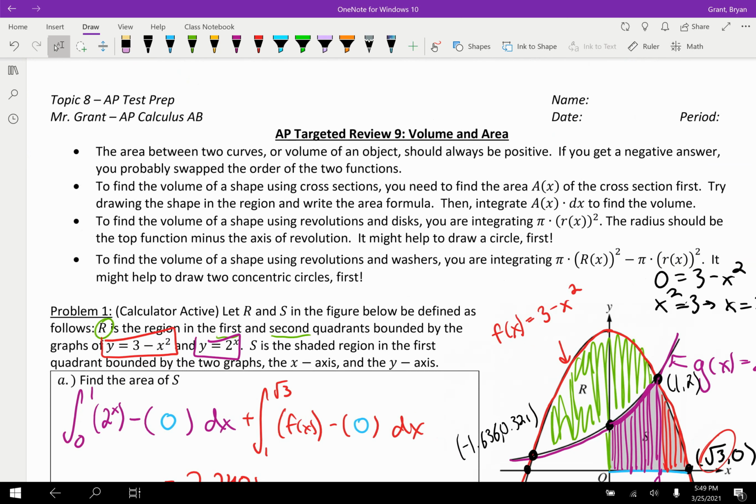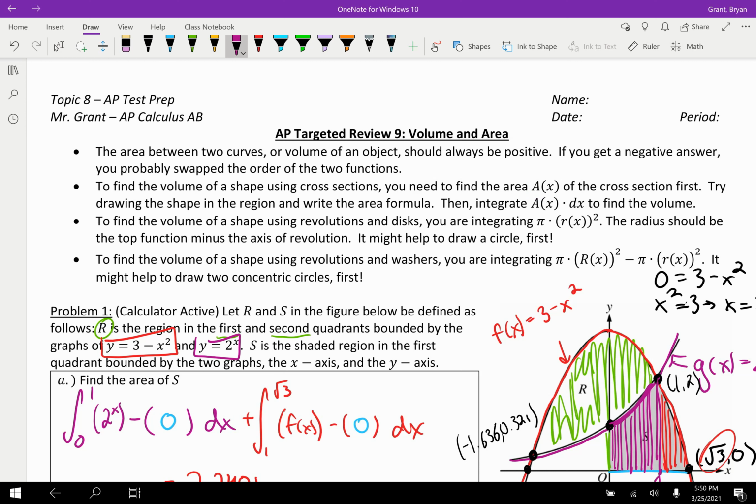The area between two curves, and same goes for the volume, should always be positive. If you get a negative answer, you probably just swapped the functions. You did bottom minus top or left minus right. To find the volume of a shape using cross sections, you find the area of the cross section first: pi r squared, 1/2 base times height, base times height. Try drawing the shape in the region. I'm not a good artist, but just through practice, I've gotten better at it. And then you integrate the area function times dx.